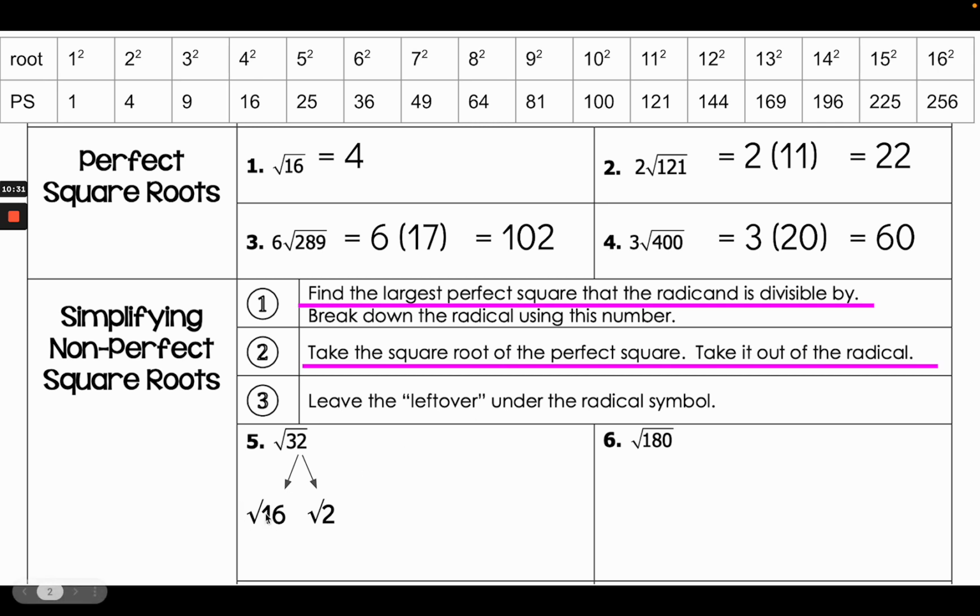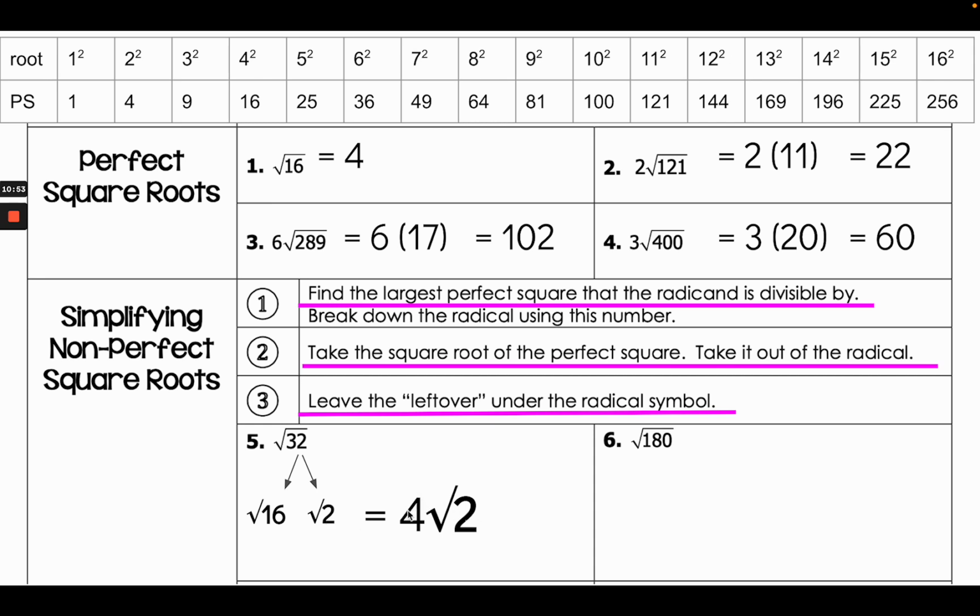From here, I'm going to take the square root of the perfect square. So I know that my perfect square is here. The square root of 16 is 4. And I'm going to leave the leftover under the radical symbol. And what that means is we're just going to take root 2. And because this is square root of 16 times the square root of 2, this becomes our answer.